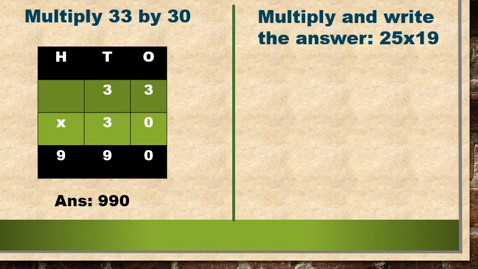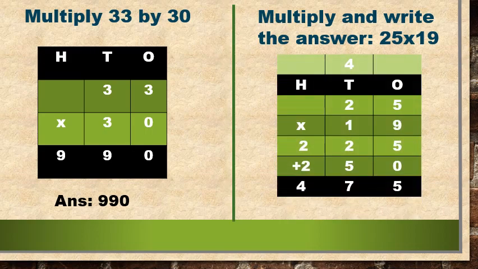Now try this one. Multiply and write the answer. 25 into 19. Girls, I hope you can do it on your own. So please do it and check the answer. So in this sum, we have a multiplier, that is 19, and multiplicand is 25.